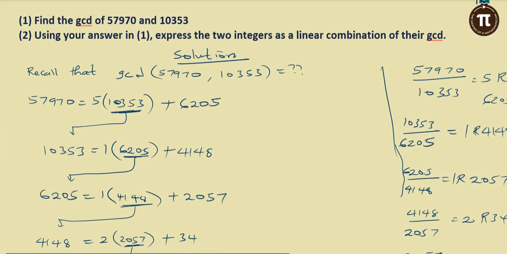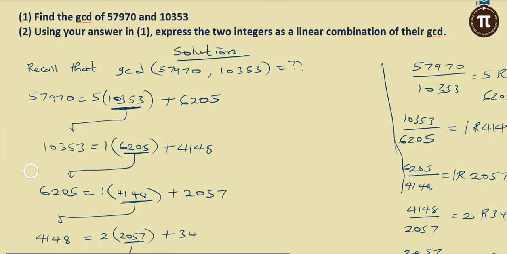So that is why in the second example they say using your answer in 1. In reality we are going to use what we obtained from 1. Express the two integers as a linear combination of their greatest common divisor. So I'm going to find two integers that I will use to multiply 57970 and also 10353 in such a way that at the end of the day I will be able to write it as a linear combination of their GCD. Now let's get started.